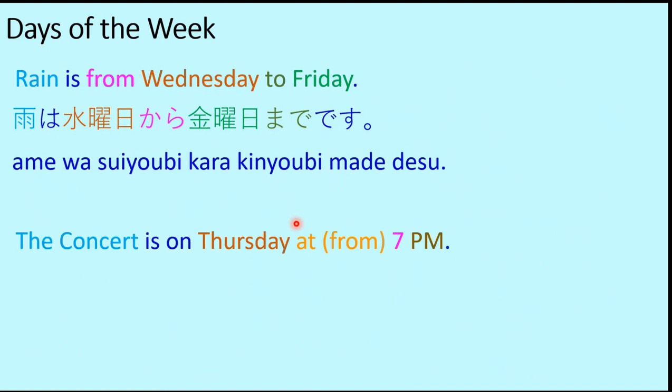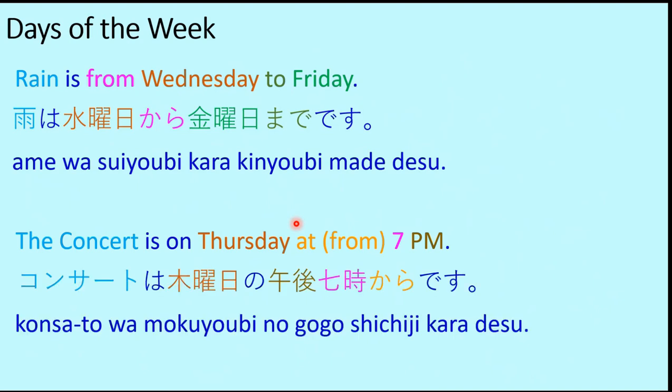Another example: the concert is on Thursday at 7 p.m., or the concert is on Thursday from 7 p.m. How to translate it into Japanese? Konsaato wa mokuyobi no gogo shichiji kara desu. Konsaato wa means the concert. Mokuyobi is Thursday. Mokuyobi no gogo shichiji means Thursday's 7 p.m., so 7 p.m. of Thursday. No is the particle that defines the relation between two things. Here the relation is between the day and the time.